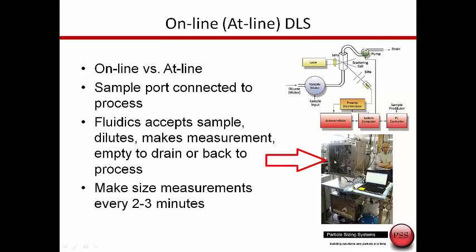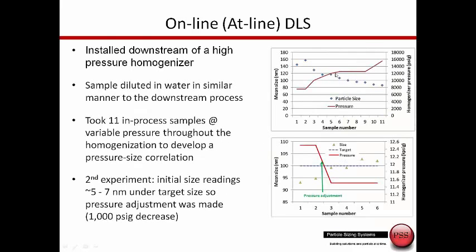This is a picture of the system installed at a biopharmaceutical plant in Cambridge, Massachusetts. The result you see here above shows mean size on the left in nanometers, and on the right side is homogenizer pressure. So the system was placed downstream of the homogenizer. 11 measurements were made, and in the first study, the customer wanted to understand the relationship between homogenizer pressure and generated particle size. And what we see here, as the pressure increases, the size distribution decreases.